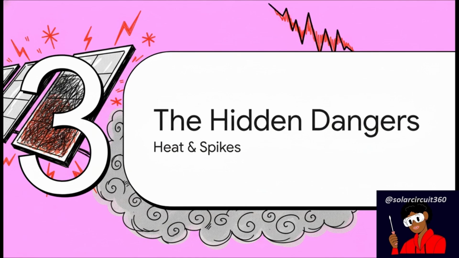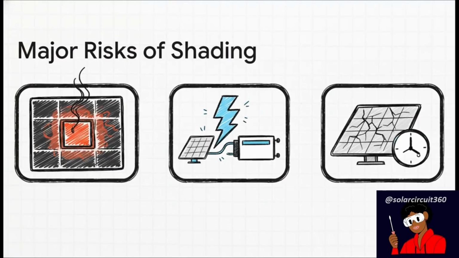But this isn't just about efficiency. A shaded panel in a series string can create some real and honestly pretty dangerous problems for your system. We're moving beyond just losing power and into potential safety issues. See, when the rest of the string tries to force more current through that shaded panel than it can produce, that panel basically turns into a resistor. It starts to get really hot, creating what are called hot spots. This can also cause weird voltage spikes that can damage your really expensive equipment, like your inverter. And over time, all that stress just shortens the lifespan of your entire system.